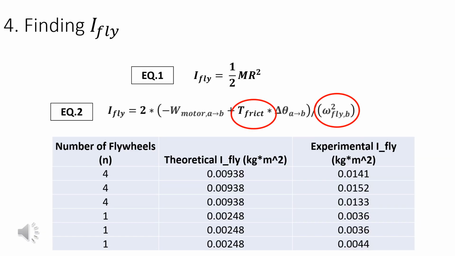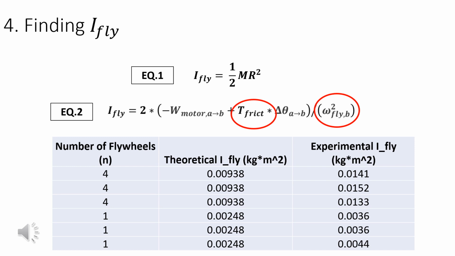Now that the work due to the motor and T friction have been found, they can be used to find flywheel moments of inertia. A theoretical value was calculated using a disk moment of inertia formula, which is in equation 1. The experimental I-fly was found using equation 2, where we used the found values of T friction and angular velocity. I-fly was determined experimentally for 4 and 1 flywheels.